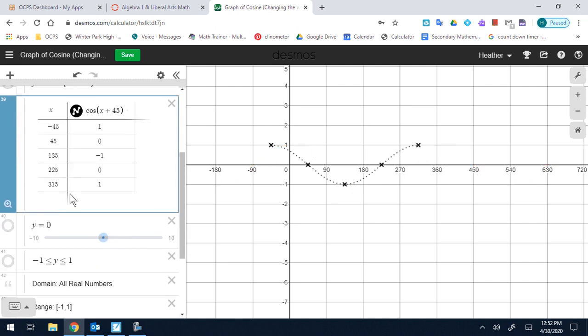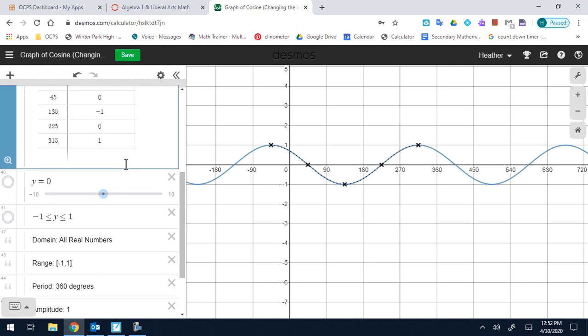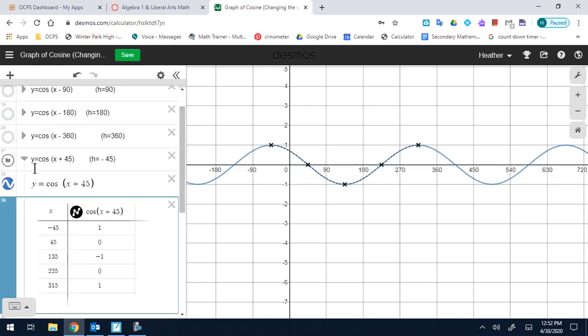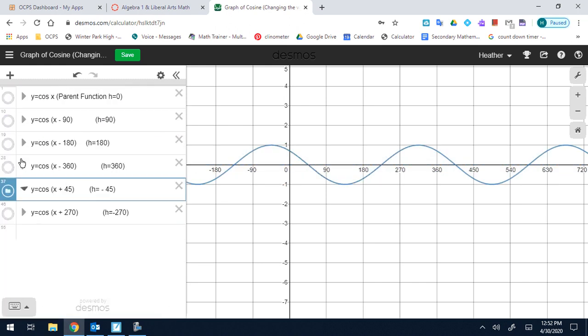Okay, so what does that change? Key features wise? Does not change my midline. Does not change my range. Does not change my domain. Does not change my period. Does not change the amplitude. So everything ends up staying the same key features. The graph has changed, but the key features stay the same.